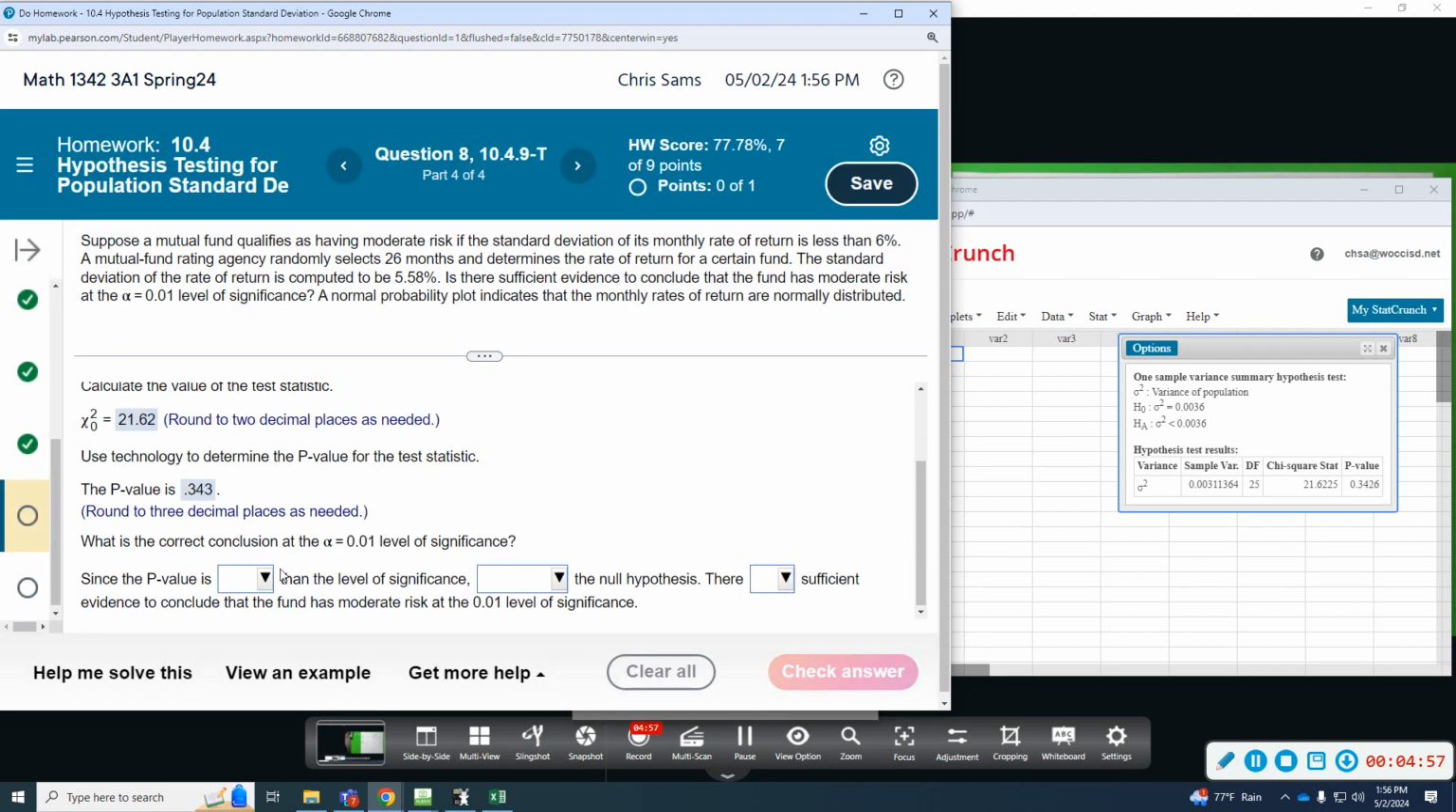The p-value is greater than alpha, the level of significance. Do not reject the null. We don't have enough evidence. There is not sufficient evidence.